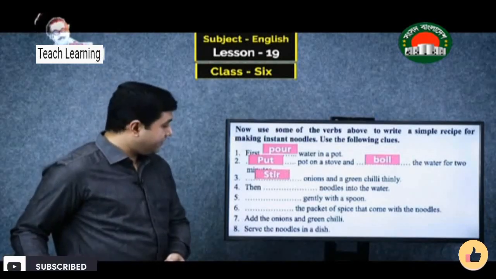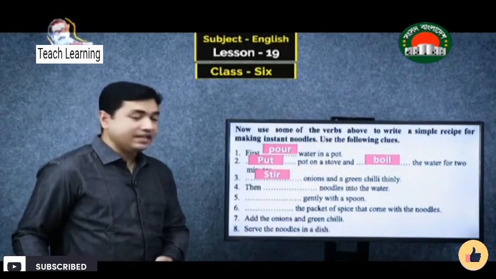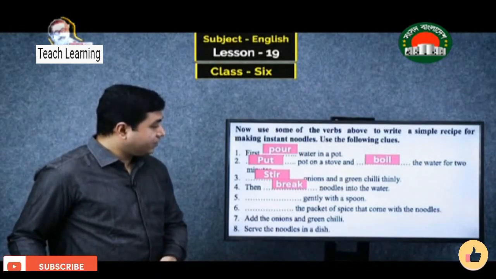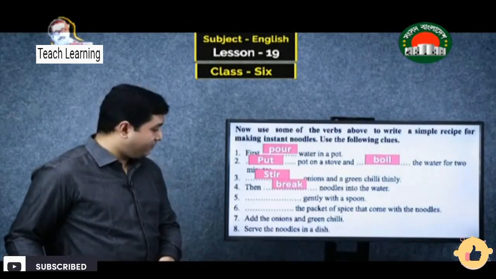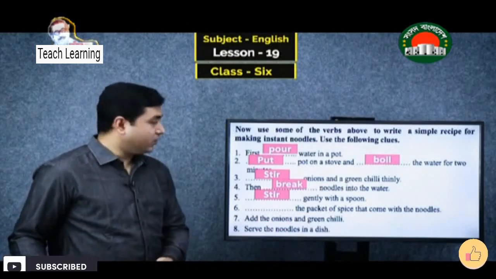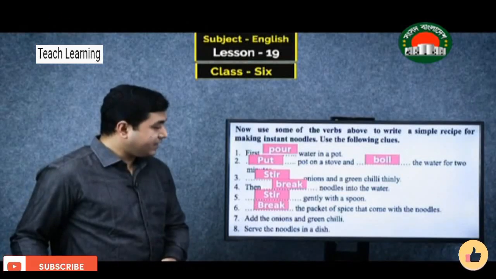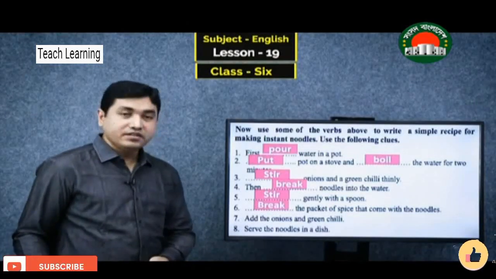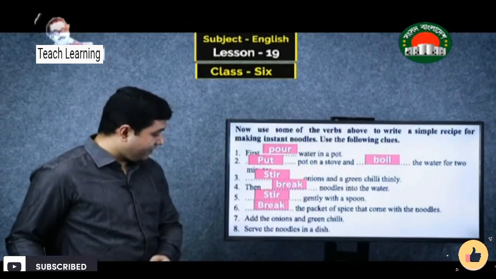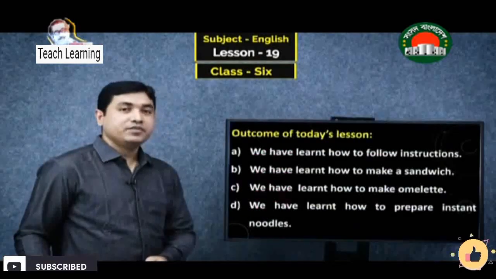Number 3, slice onions and a green chili thinly. Number 4, then break noodles into the water. Number 5, stir gently with a spoon. Number 6, break the packet of spice that comes with the noodles. And then you have to add the onions and green chili. And number 8, serve the noodles in a dish.